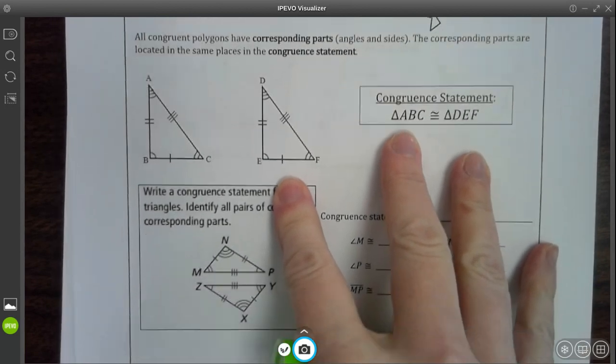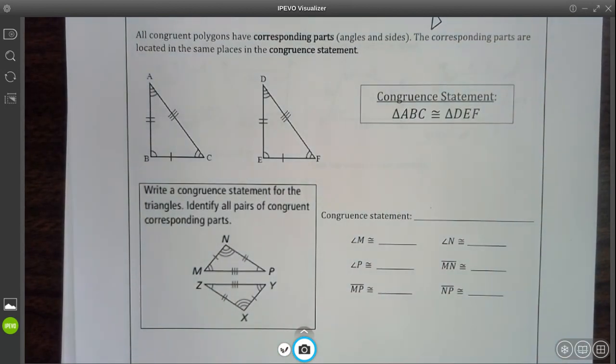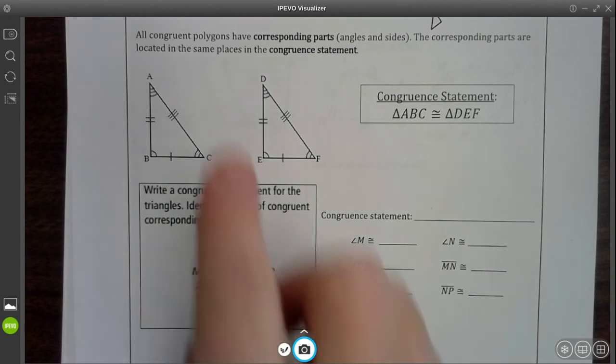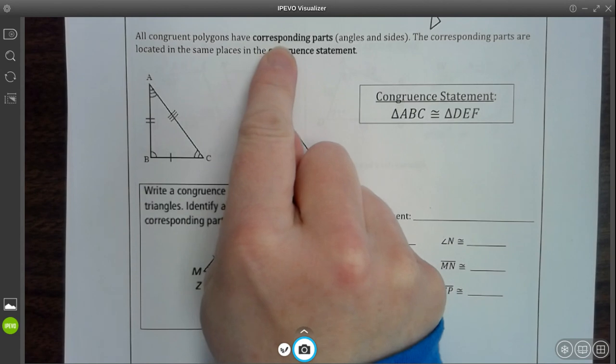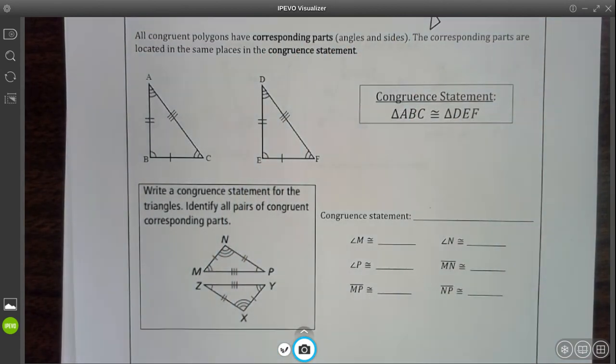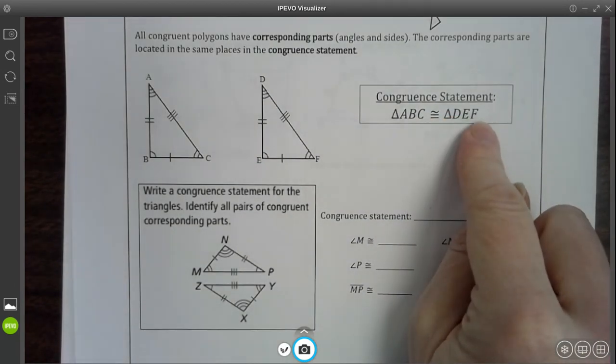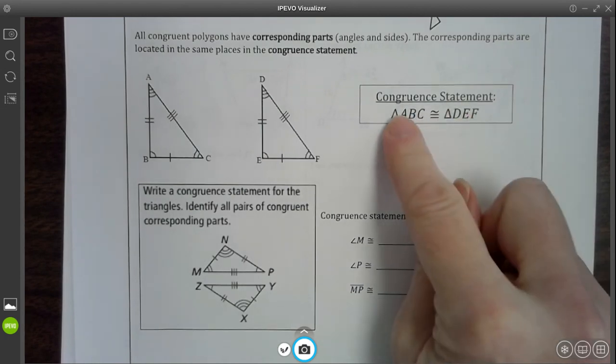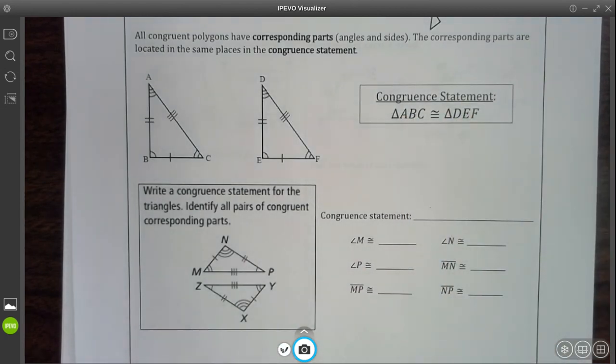Today we just really want to talk about all the vocabulary associated with congruence. So I'm going to be using a lot of highlighting today. It says all congruent polygons have corresponding parts. They have corresponding angles and they have corresponding sides. The corresponding parts are located in the same places in our congruence statement. So the order of the letters in a congruence statement is very important.